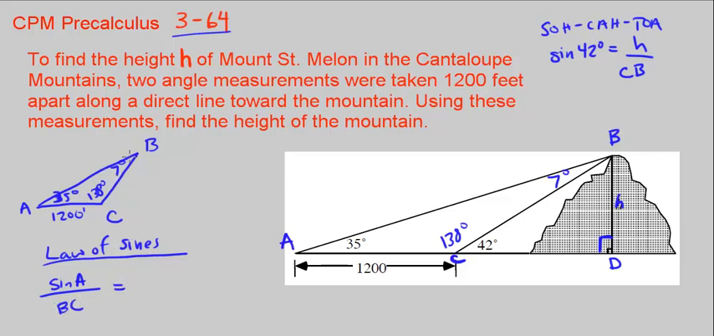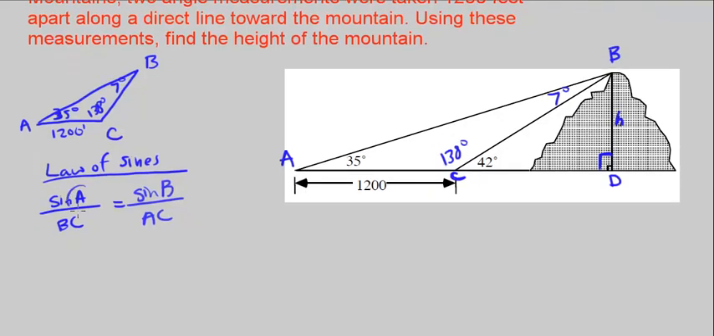is equal to sine of angle B divided by side AC. And I know angle A is 35 degrees, so I can write sine of 35 degrees over BC, which is my unknown, equals sine of angle B, which is 7 degrees, divided by AC, which I know is 1200 feet. Now my job is just to solve for BC.